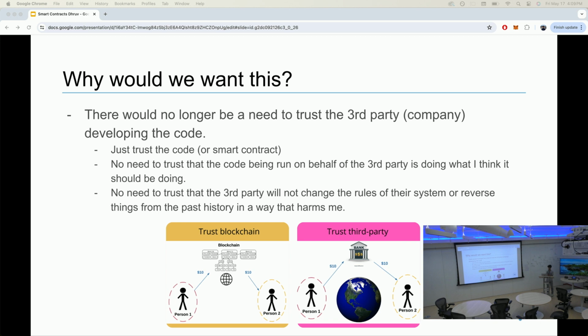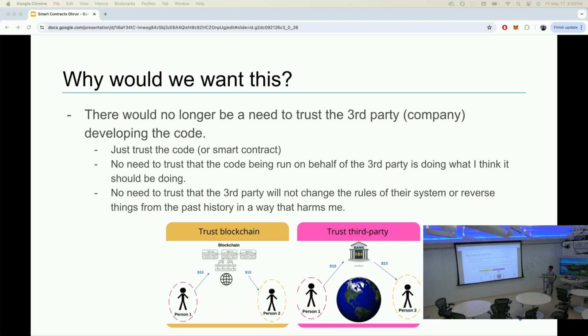And then, with that given scenario, why would we want a system like that? Why would you want a system to work in that way, right? One of the really big benefits is you wouldn't need to trust some third party or some company that's developing the code. You can just trust the published code, right? It's permanent. It's going to execute automatically. So things are going to work as you see them to work. All you need to do is read the code and verify that it's operating in the way that you want it to.